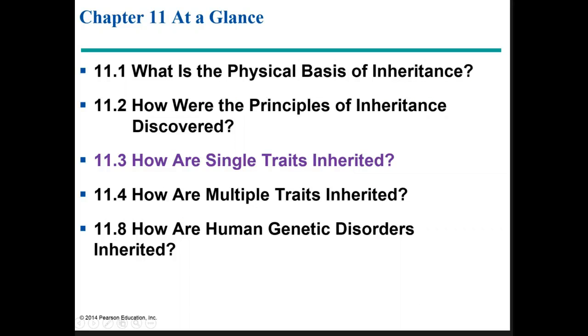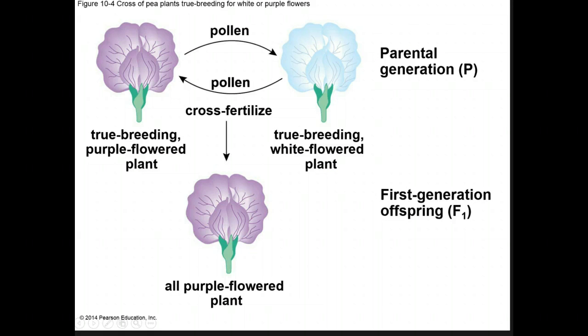So let's begin by looking at inheritance of flower color in pea plants. True breeding organisms possess traits that remain inherited unchanged by all offspring produced by self-fertilization. Mendel's cross-fertilization of pea plants used true breeding organisms.